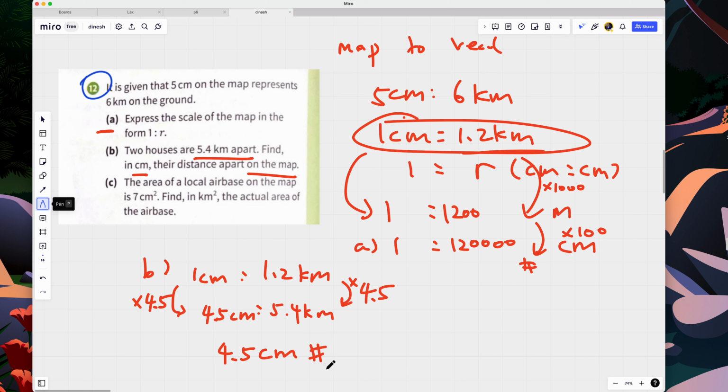So how do you get 4.5? You just take 5.4, which is bigger, and divide by 1.2.